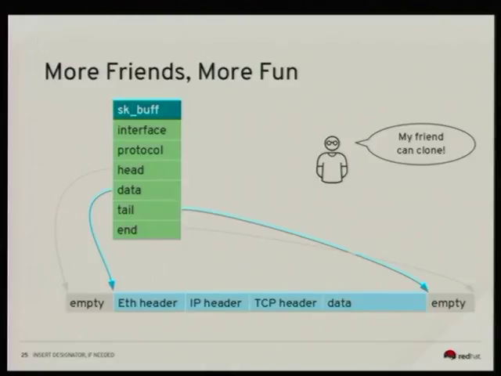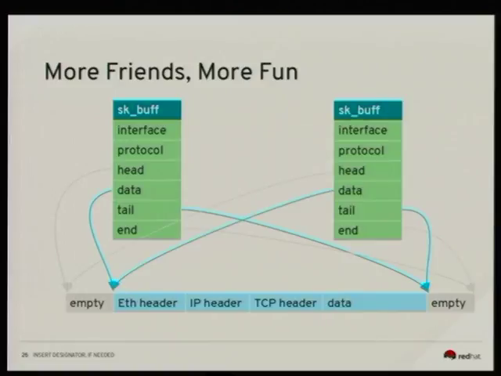Another thing this allows is cloning. We can just like that make two packets out of one with the same contents. Just allocate a new sk_buff and copy it, and we're done. What's interesting is they can have different views of what the packet looks like, because the data and tail pointers can be different.